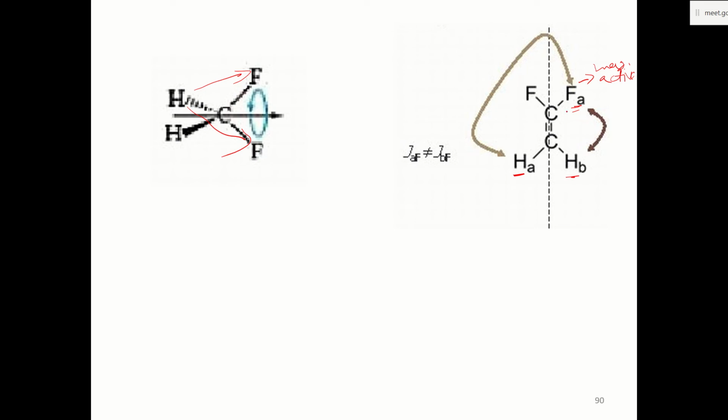This is much farther away, the distance between these two nuclei is much larger. So the spin-spin interaction is not the same, and that's why we say that looking at one magnetic nucleus such as Fa, we find that Ha has a different interaction, Hb has a different interaction. So the spin-spin interaction and the constant JAF or JBF, for the same fluorine with the two different protons, is not coming out the same, and that's why we say that they are magnetically non-equivalent sets.